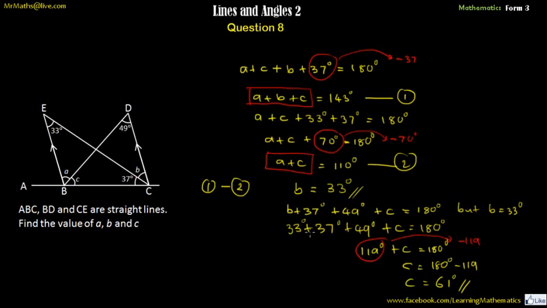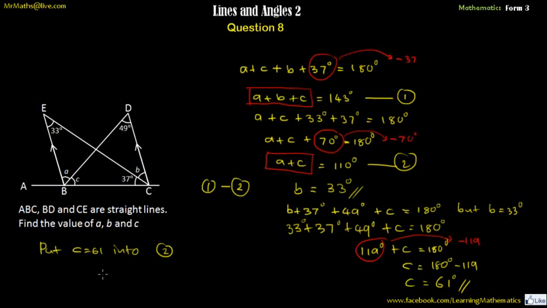So we found out the value of C. We found out the value of B. What about A? Yes, we can use equation 2. I'm continuing to find the value of A over the left side at the bottom here. Put C equal to 61 into 2.